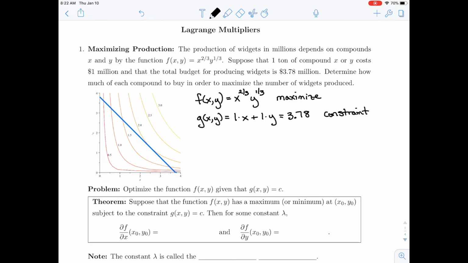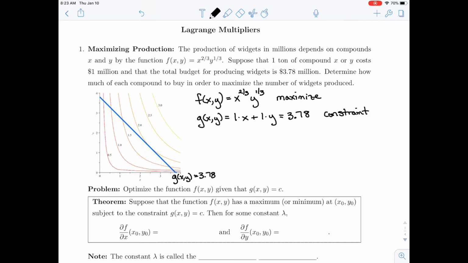If you look at the graph on the left, our goal is to maximize the function f of x, y, which is represented by those red to yellow level curves. But we're constrained by the fact that we have to stick to the budget line, g of x, y equals 3.78, which is the blue line that you see. So we're only allowed to choose x and y values that are on that blue line.